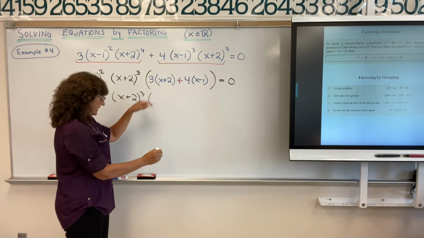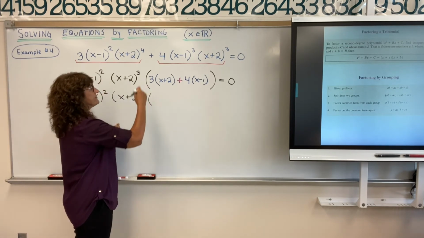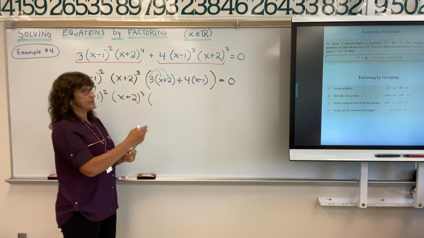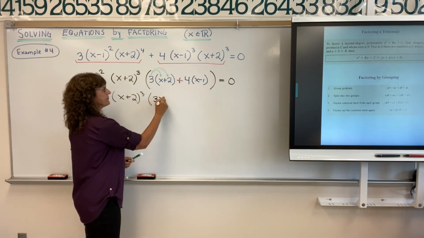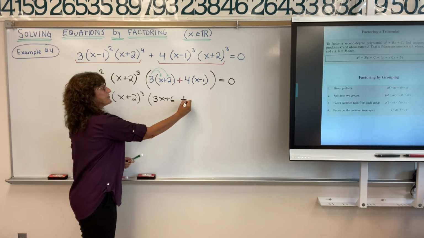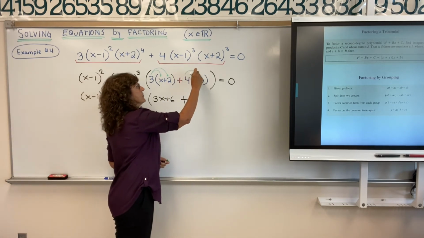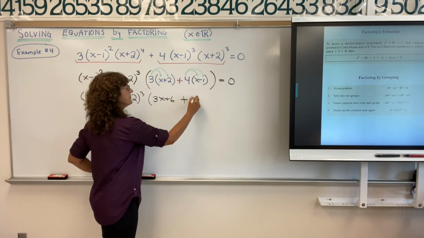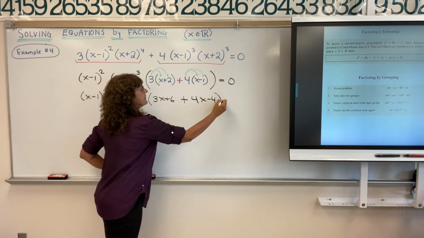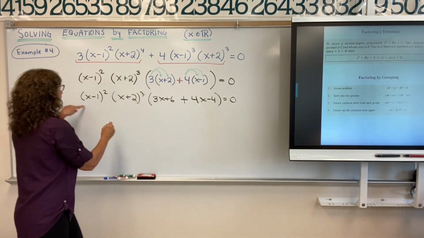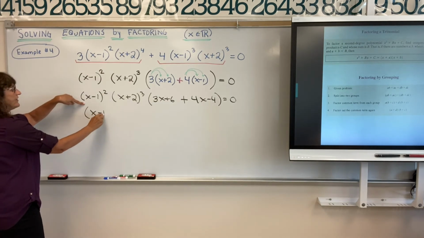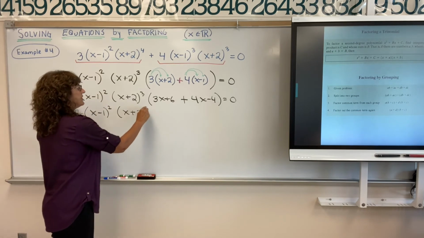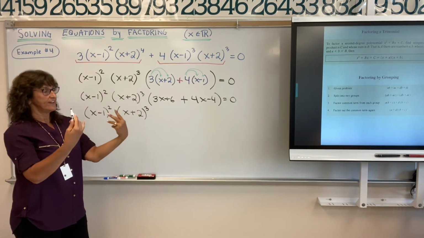Right? And then what about in here? Well, let's simplify this. So we have to distribute the 3 in that grouping symbol. So you have 3x plus 6 here. Bring down the plus sign. Distribute the 4 over here. So 4x minus 4 here. And then we can simplify further, so we just carrying this down, so x minus 1 squared, x plus 2 quantity cubed, those are the factors, that's what we factored out.